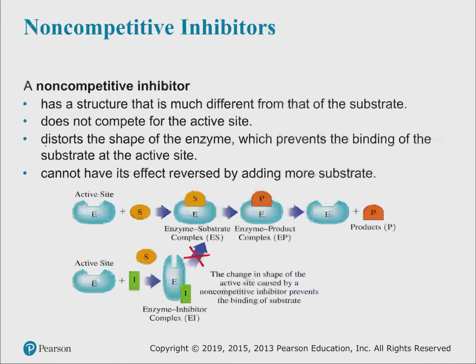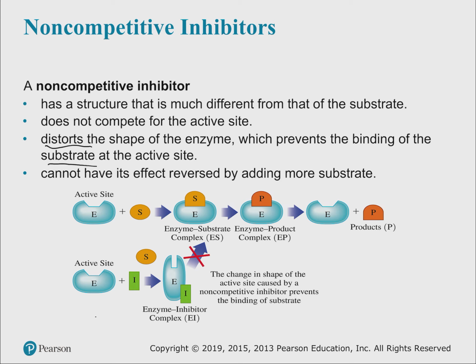Non-competitive inhibitors go for the allosteric site, and by binding to the allosteric site, they distort the shape of the enzyme and prevent binding of the substrate. This cannot be reversed by adding more substrate. Since the inhibitor isn't at the active site, substrate is free to bind to the active site if it can. Adding more isn't going to change the fact that some of your enzymes have bound to inhibitor. So this is not reversed that way.